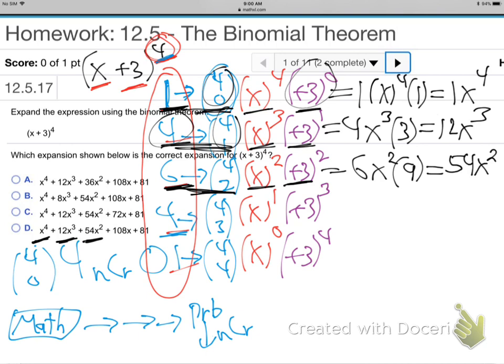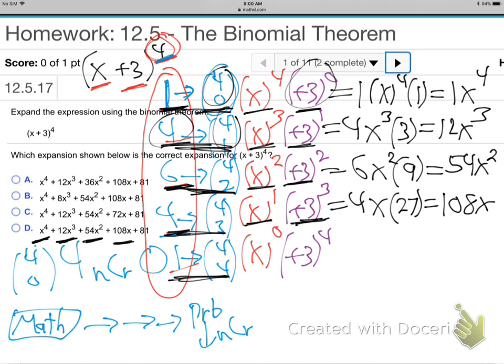We good? And then 4 times x times 3 cubed. 4 times x, and what's 3 cubed? 27. And what's 4 times 27? I don't know. 108? Yeah. 108x, sure enough, that's the next term.